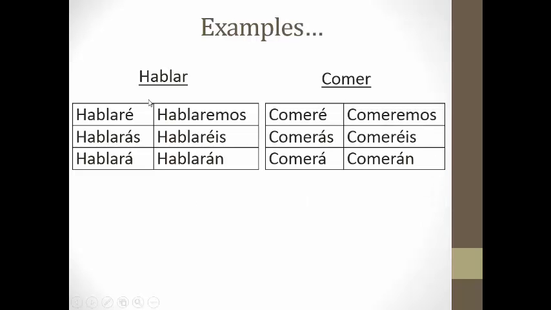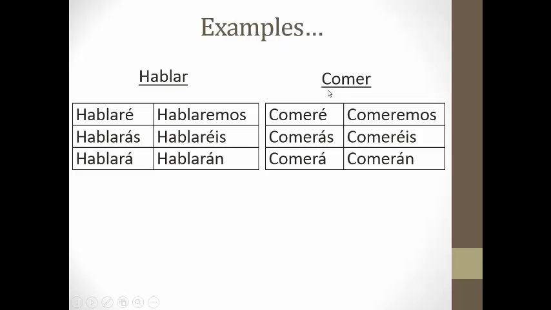If we have hablar, which means to talk, to put it in the future tense, it will look like this. Hablaré, hablarás, hablará, hablaremos, hablarán. Notice you do need a written accent everywhere except for in the we form, and that's just to move your stress to the correct syllable.